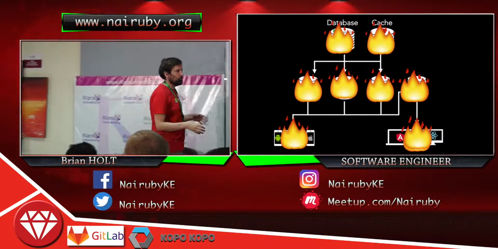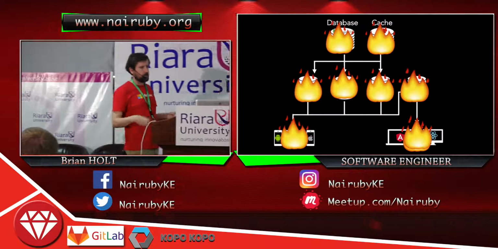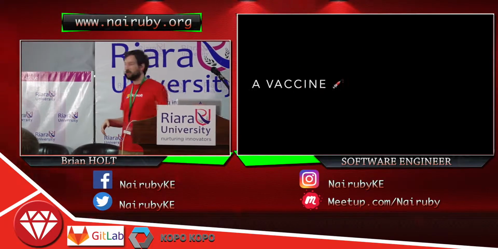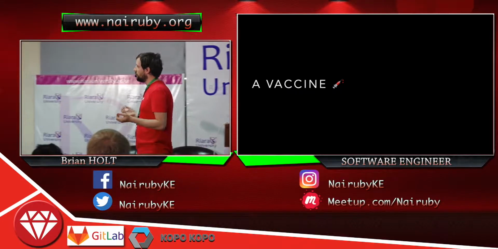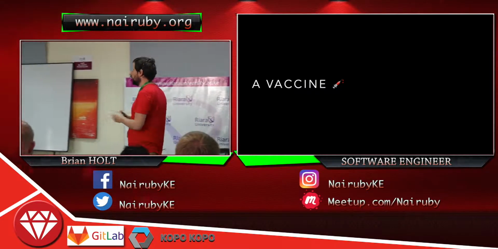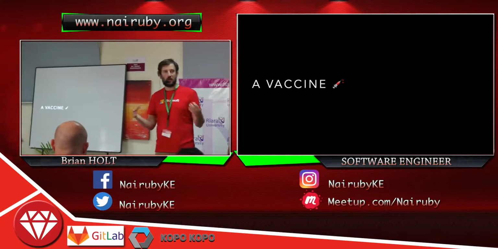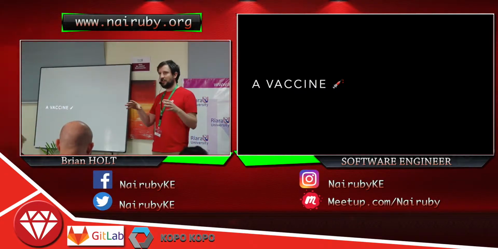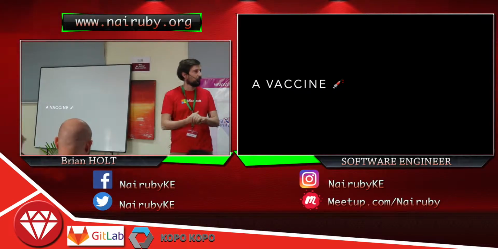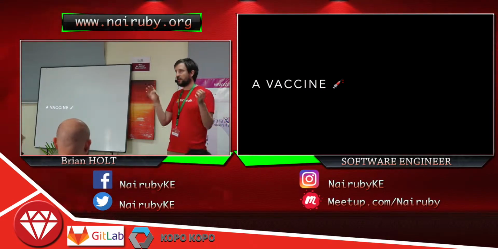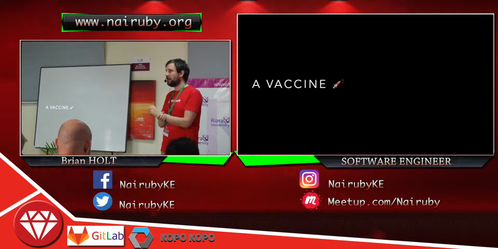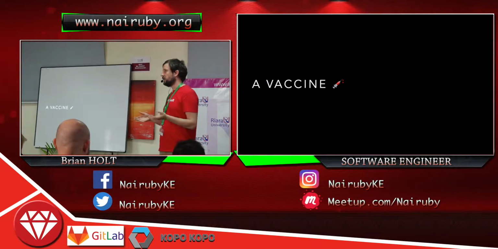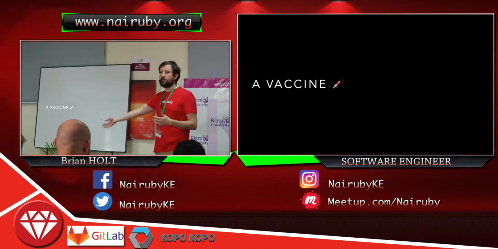So I want to talk to you about what is chaos engineering. Chaos engineering is a vaccine. So what is a vaccine? A vaccine is basically introducing chaos into your body so that your body can learn how to fight disease, right? It's introducing a small controlled amount of chaos. You're putting a little bit of a disease in your body so that you can build up an immunity so that you no longer get those problems in the future.